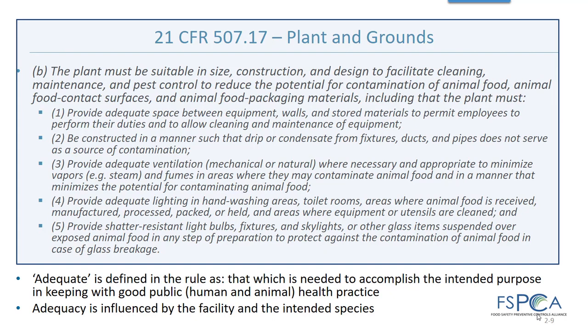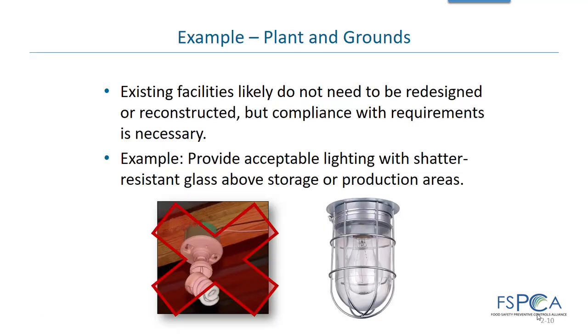We do have a definition for adequate within the rule. It is defined as that which is needed to accomplish the intended purpose in keeping with good public health practice. Okay, great. However, adequacy can be influenced by the facility layout, the type of facility, the type of manufacturing practices happening, and then also the intended species. So what animal species is our intended species here, and what kind of facilities are going to be adequate for preventing hazards in that species.